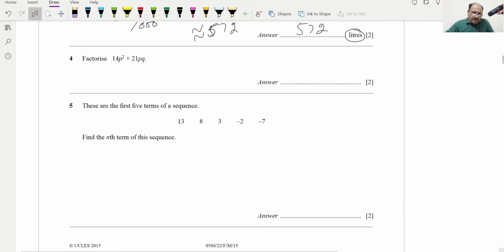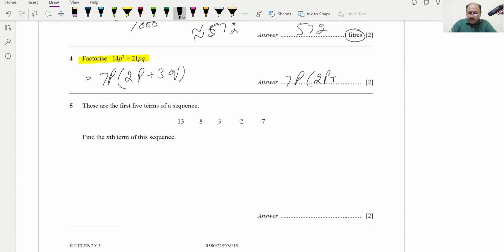Then factorize, and this is the term which we have to factorize. So we can take the maximum common factor. The maximum common factor will be 7p, and inside the bracket will be 2p plus 3q. So this will be our final answer which we can provide over here, 2p plus 3q, and this is done.